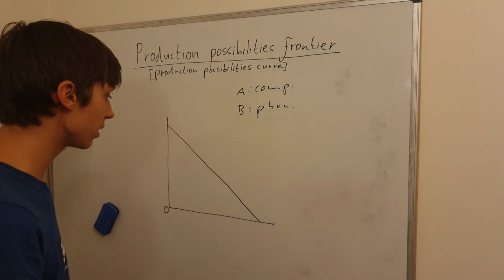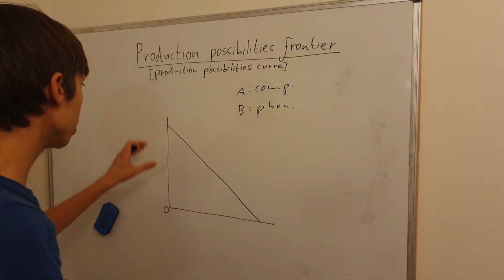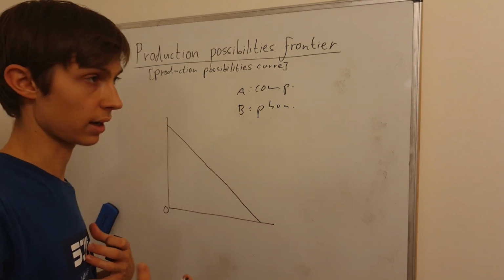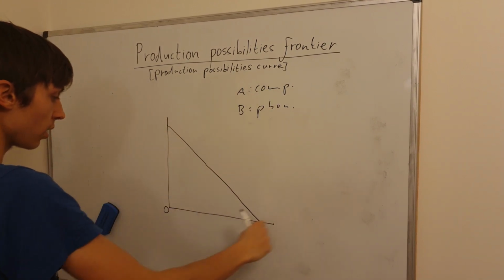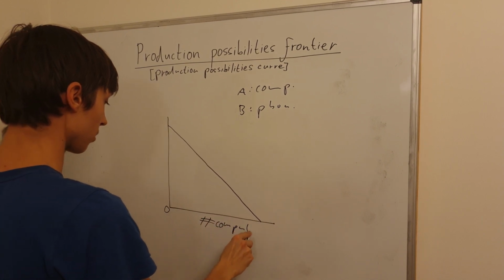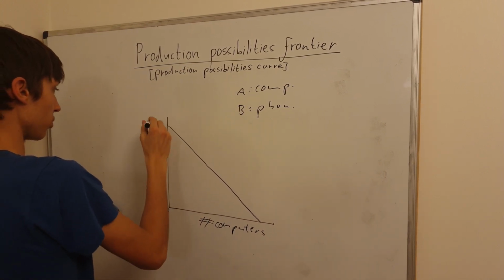So this number one problem involves two things: production of computers and production of phones. Each of the axes will represent one of the products, the number of produced products. So this one will represent the number of produced computers, and this will represent the number of produced phones.